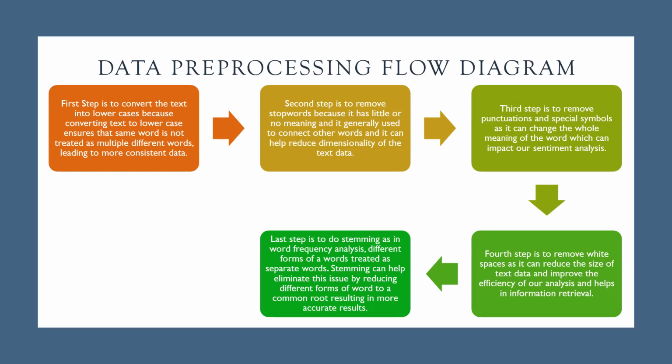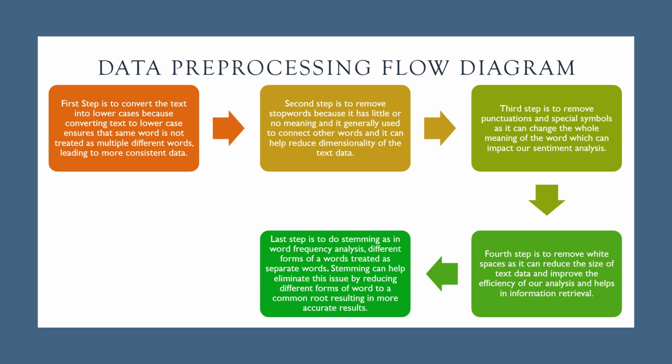Our first step is data preprocessing. First step is to convert the text into lower cases because converting text to lower cases ensures that the same word is not treated as multiple different words, leading to more consistent data. Second step is to remove stop words because they have little or no meaning and are generally used to connect other words, and removing them can help reduce dimensionality of the text data.